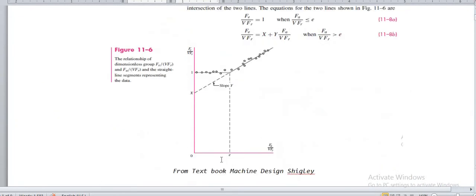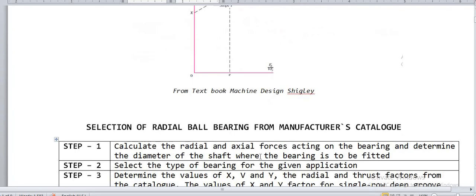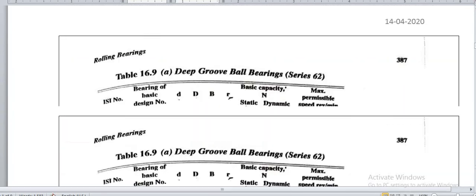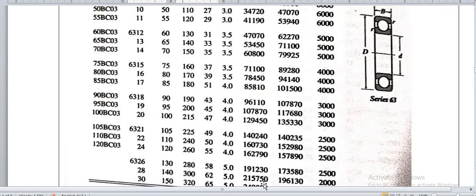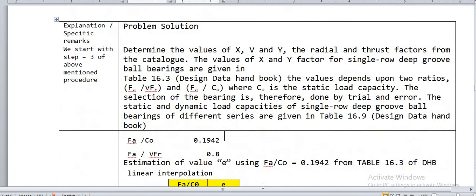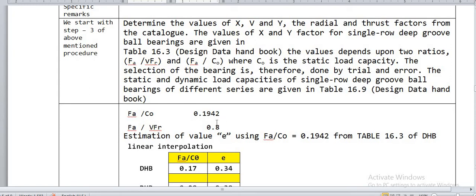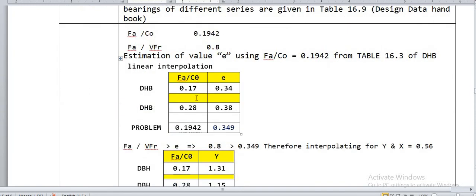The value of E, this particular E we have to calculate, so that within that particular range we need to select the factors, that is radial load factors and axial load factors, X and Y values. So here, based on FA by C naught from the manufacturer's catalog, that is data from the data handbook, 0.17 and 0.28 are given, for which the E values are 0.34 and 0.38.